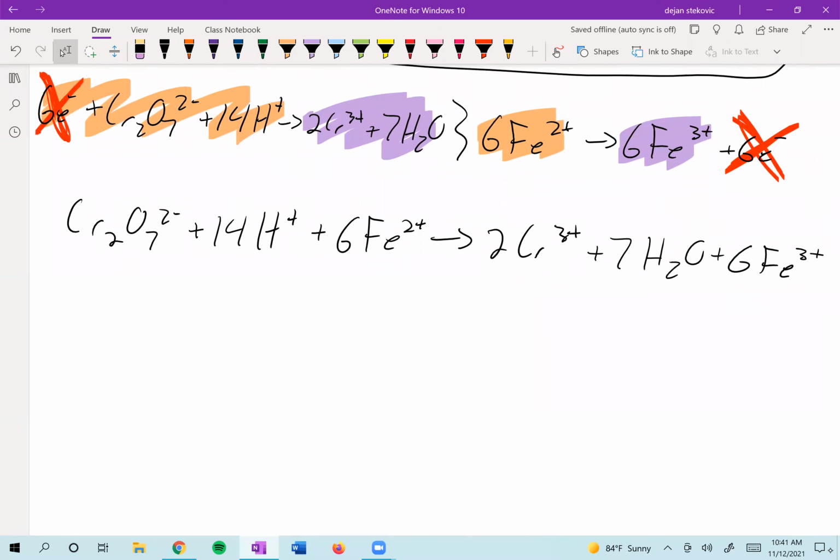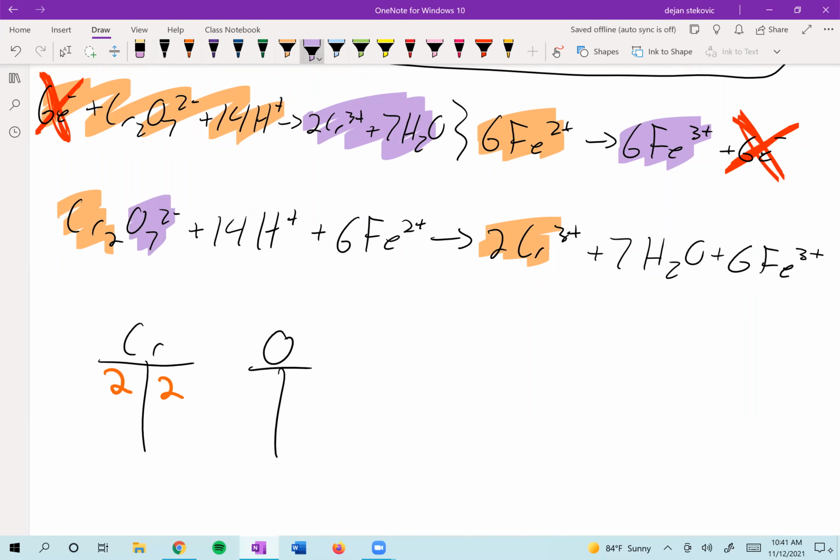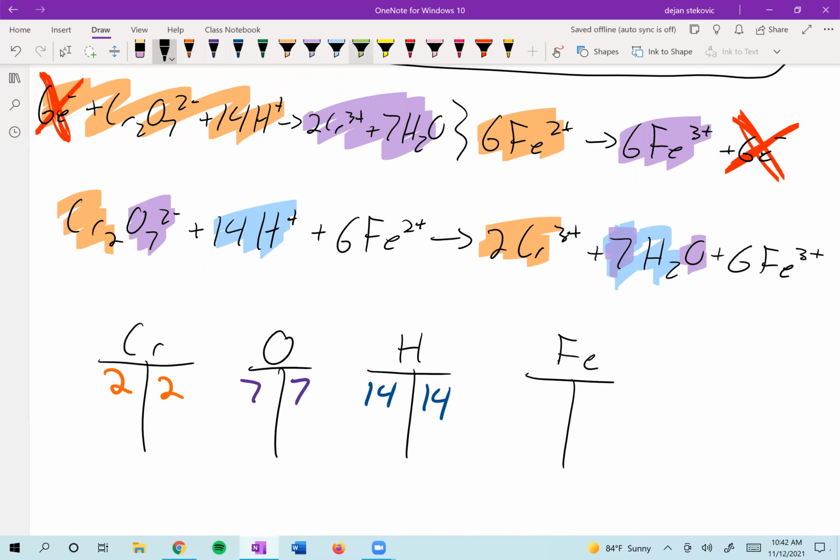And so the last thing to do is, of course, double check. So let's check our chromiums. On this side, we have 2. On this side, we have 2. Check our oxygens next. On this side, we have 7. On this side, we have 7. Check our hydrogens. On this side, we have 14. On this side, we have 7 times 2, that's also 14. And then finally, check our irons. On this side, we have 6, and on this side, we also have 6.